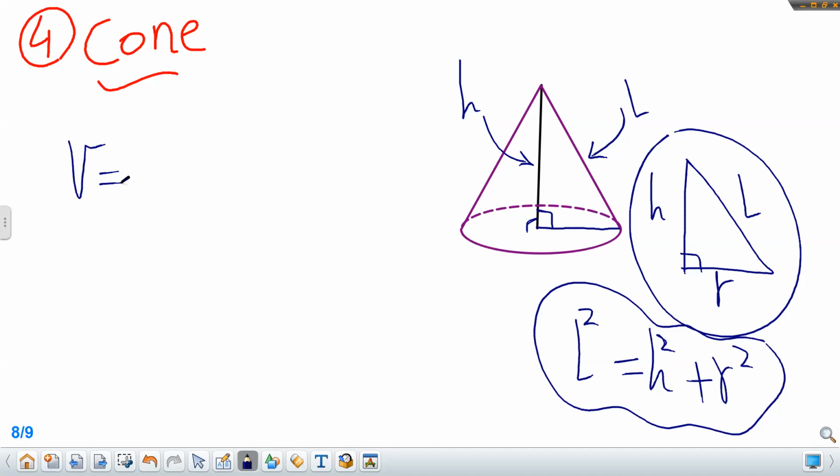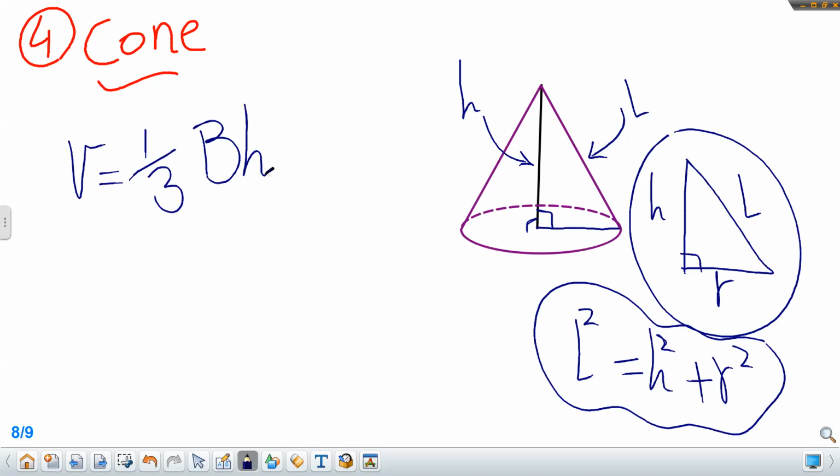What about the rule of the volume of the cone? Volume of the cone is 1 over 3 base area times height. The same rule? Yes, the same rule as the volume of the pyramid. But you have a difference between cone and pyramid. What's the difference between them?